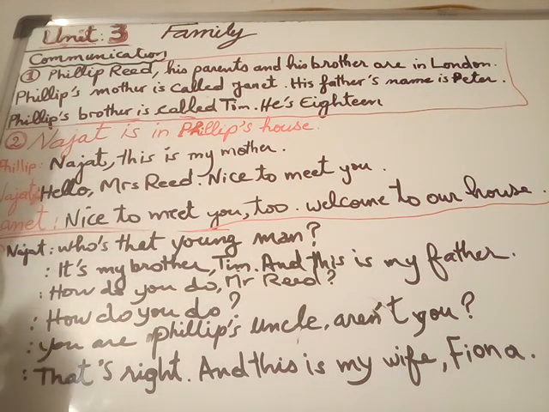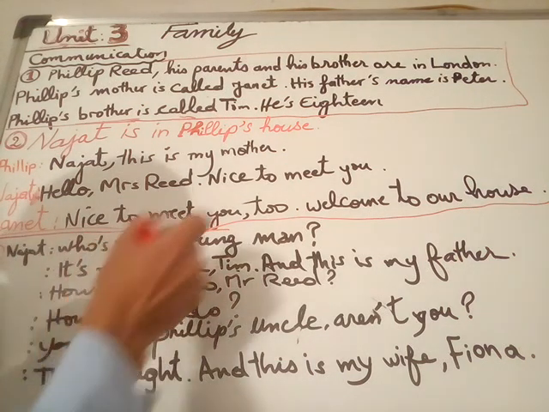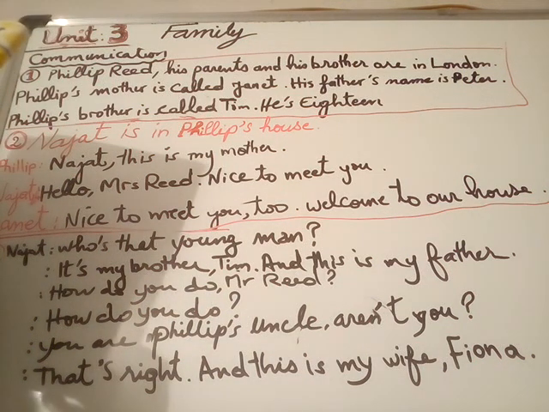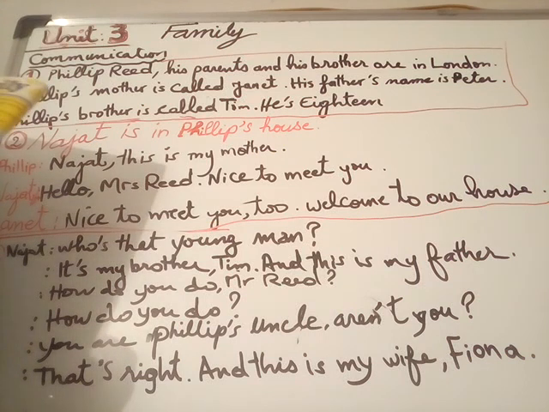Conversation number 3. Najat and, of course, Philip. Najat: Who is that young man? Philip: It's my brother, Tim. And this is my father, Najat. Najat: How do you do, Mr. Reed? Mr. Reed: How do you do? Najat: You are Philip's uncle, aren't you? Jeremy: That's right. And this is my wife, Fiona.